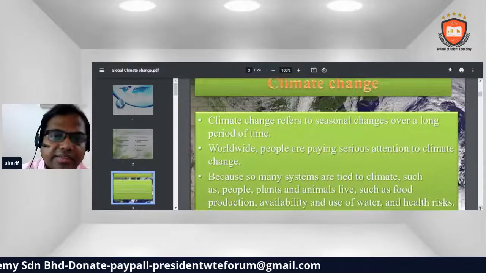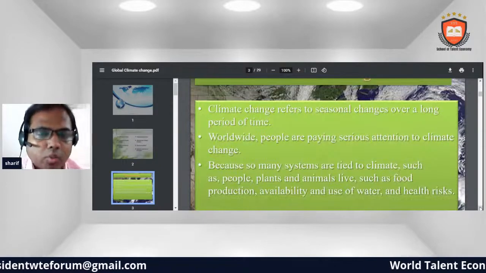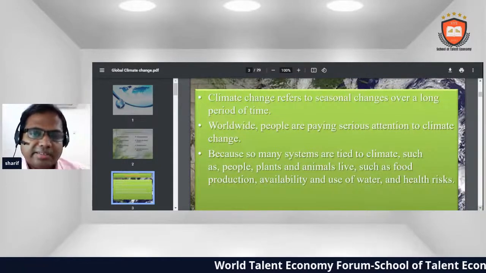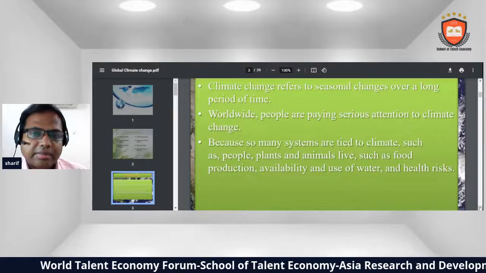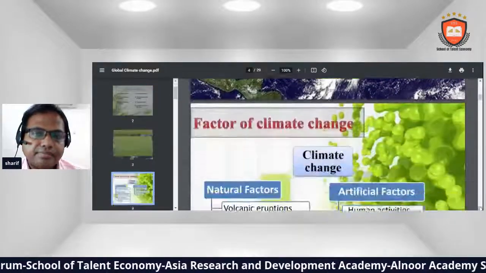Climate change refers to seasonal changes over a long period of time. Worldwide, people are paying serious attention to climate change because so many systems are tied to climate, such as where people, plants, and animals live, food production, availability and use of water, and health risks.